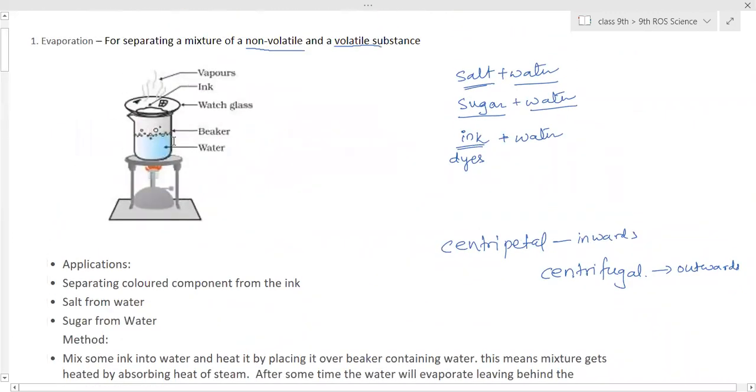Above that, the simple evaporation method. In this evaporation, a precaution has to be taken. That is, this watch glass should not be heated directly. It has to be heated by keeping it over the water bath. That is, first we have to boil the water, and steam is formed. On that steam, this mixture is heated. Direct heating should not be done, otherwise it will get charred, completely burnt out. So these are the different methods.